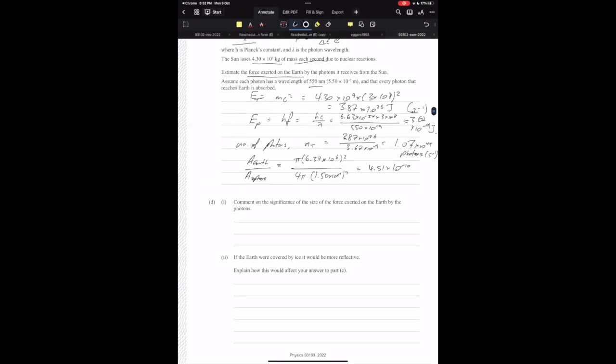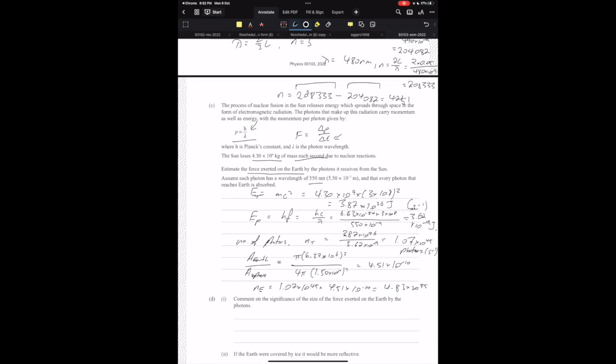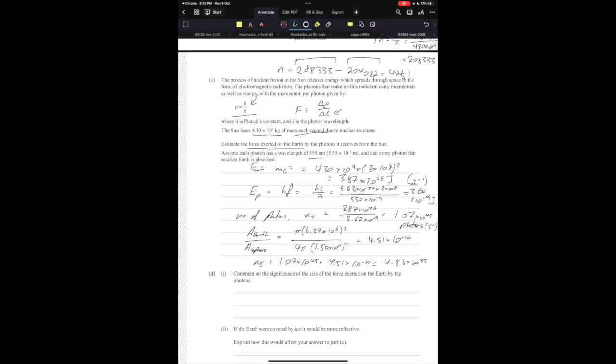So n on Earth is 1.07 times 10 to the 45 times this proportion that we just figured out, 4.51 times 10 to the negative 10, which is 4.83 times 10 to the 35 photons. Remember, every second. Now, we can also figure out the momentum of one photon. Oh, I'm out of space here. I will just continue my work over here.